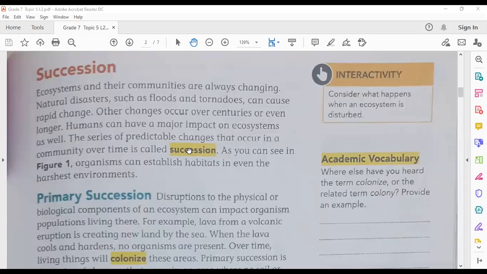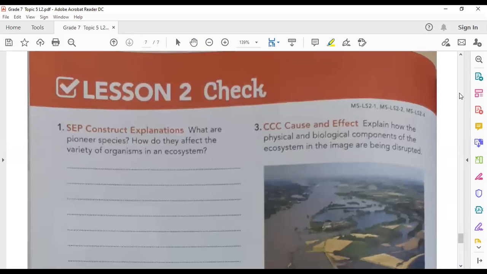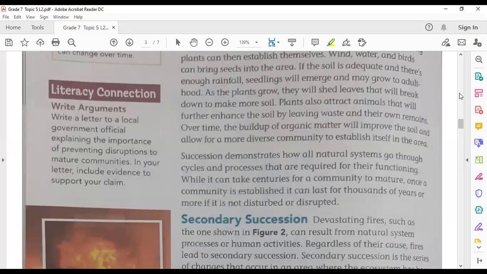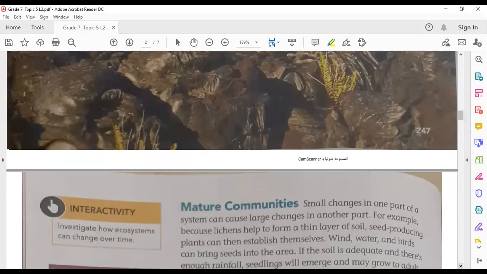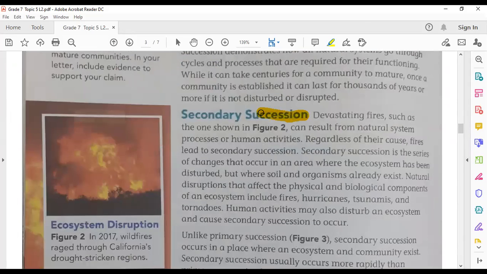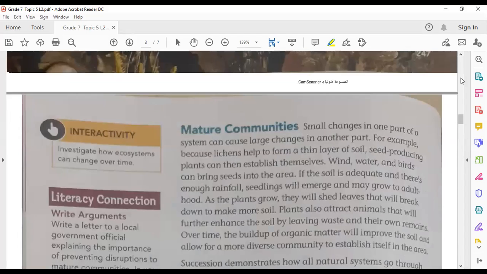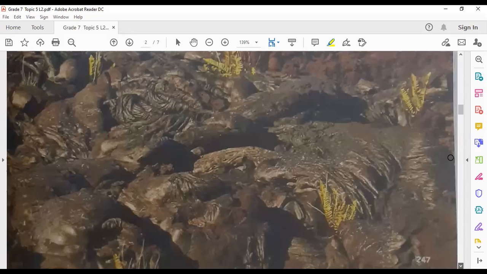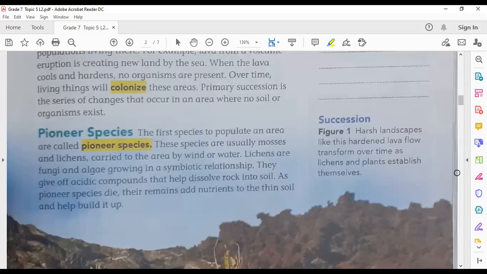Succession is a series of predictable changes that occur in a community over a period of time. The succession can be divided into two types, the primary succession and the secondary succession. In both cases, there are changes that happen to the community, but of course, they are different.